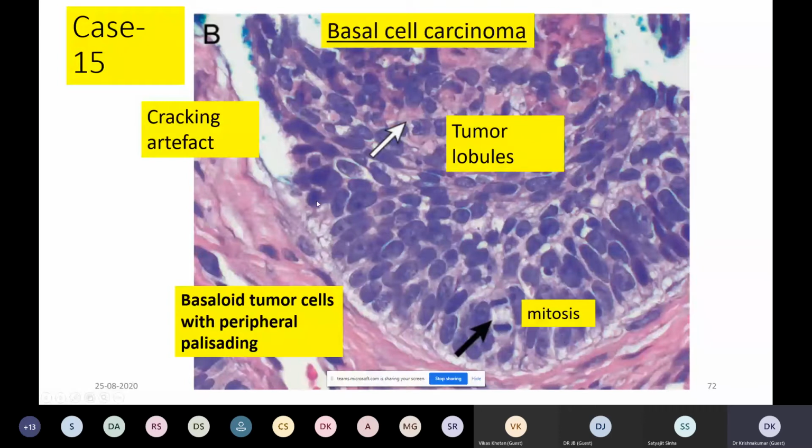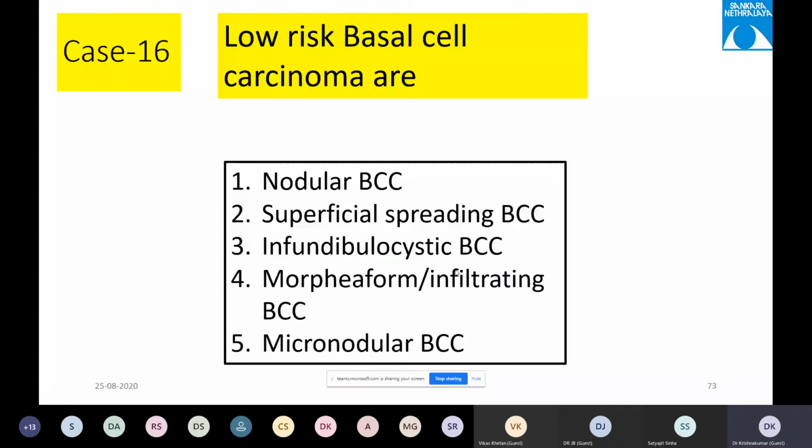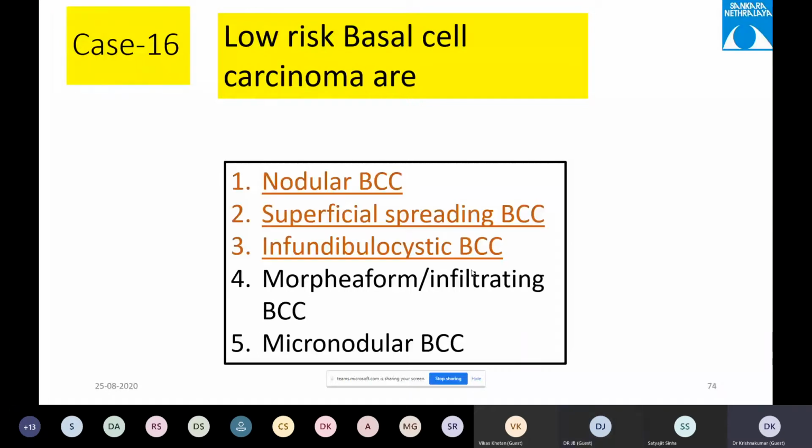Next, we'll learn something more about basal cell carcinoma. Come on, all of you, whenever you see basal cell carcinoma, you must know, is there low risk basal cell carcinoma? What, sir? Basal cell carcinoma per se is a problem. Is there low risk and high risk? Yes. This is 2019. They have classified basal cell carcinoma into low risk and high risk. What are the low risk BCC? Yes, nodular BCC, superficial spreading BCC, and infundibulocystic BCC are low risk BCC. The chance for recurrence is less after biopsy or surgery.